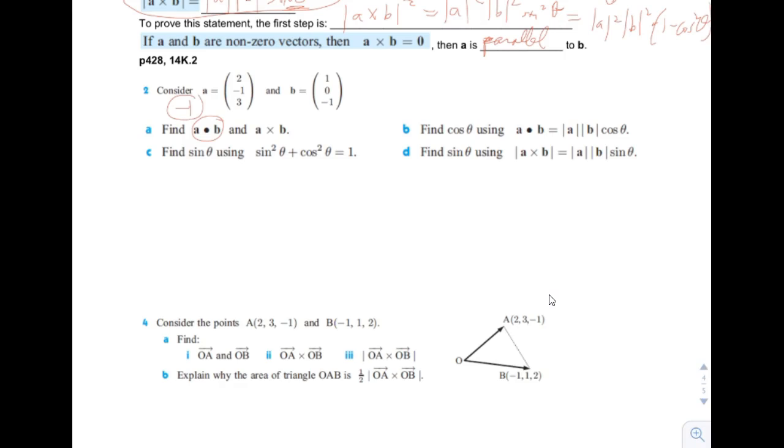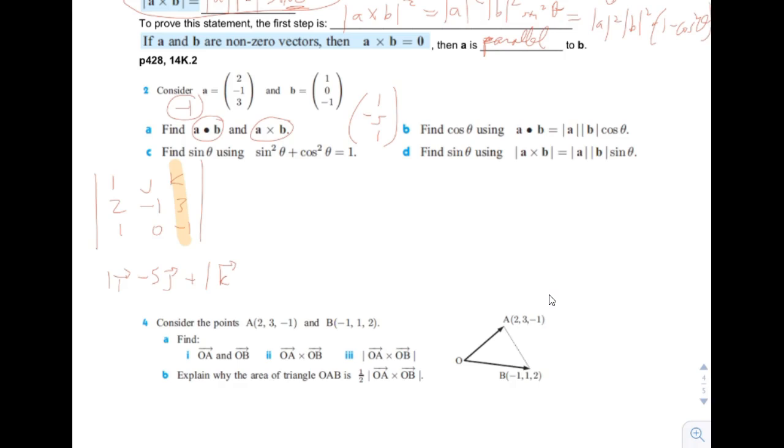A cross B, not so easy. We're going to have to write this out here. We're going to have 2, negative 1, 3. And we're going to have 1, 0, negative 1. And first we're going to cover the I, and then we're going to get positive 1 minus 0. So it's going to be 1I. And then we're going to cover up J, and we're going to get negative 2 minus 3, which is negative 5J. And then we're going to cover up K, and then we're going to get 0 minus a negative 1, which is 0 plus 1, which is 1.